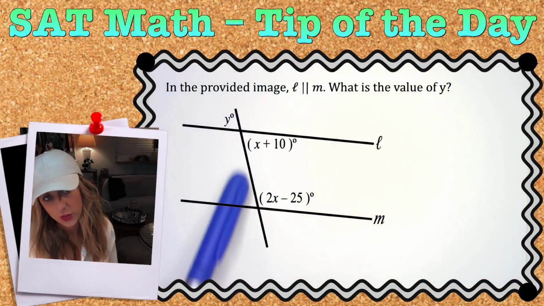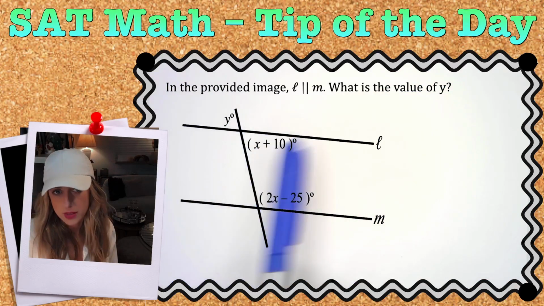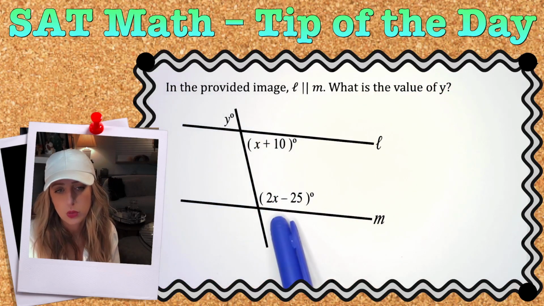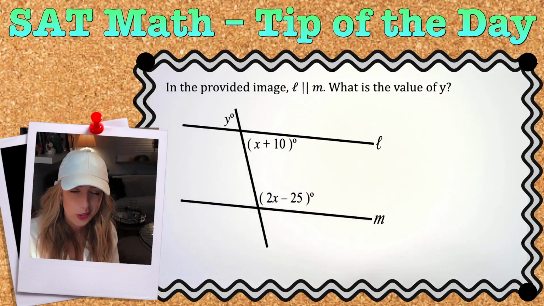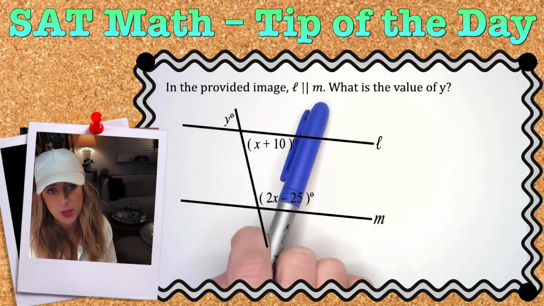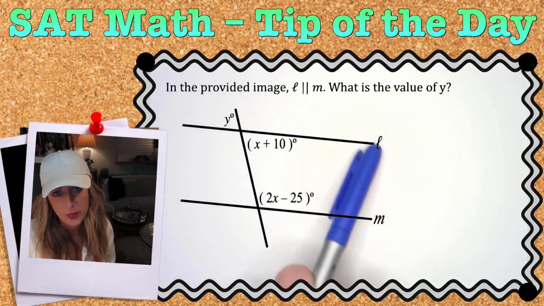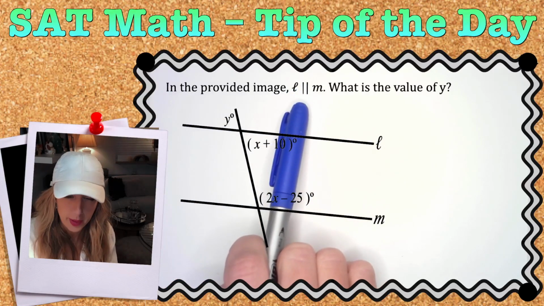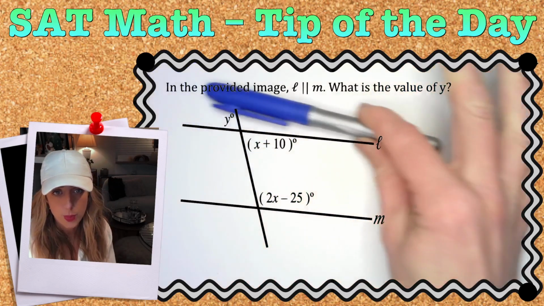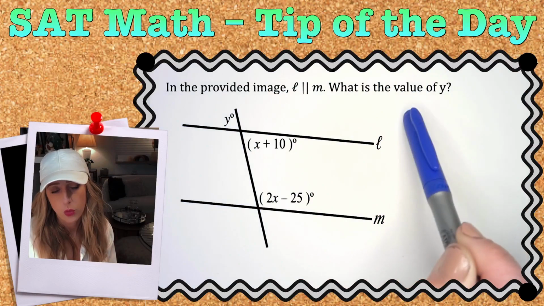And when you have a transversal cutting through two lines, it doesn't necessarily mean anything unless those two lines are parallel. So that's why on the SAT, when they want you to do something with it, they're going to end up being parallel, all right? And it even says in the provided image, line L, a script L describing this line right here, is parallel, that's the symbol for parallel, to line M. So they're both sloping at the same exact angle. What is the value of Y?